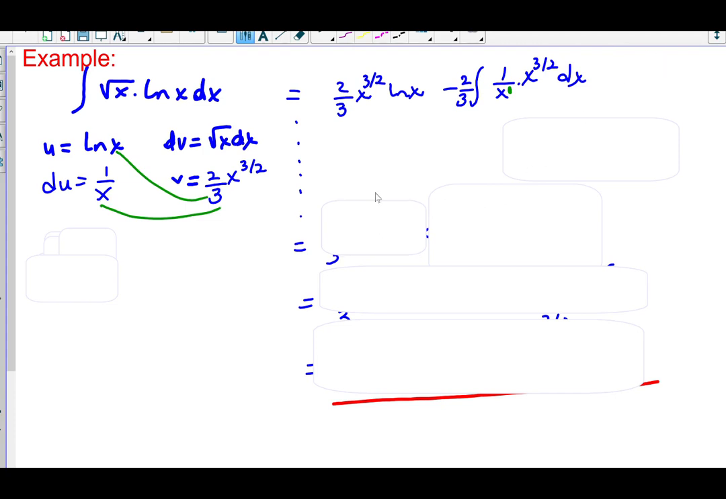So let's write that out. The first part is unchanged, copy it over. Second part, you were simplifying what's inside the integral. We have the integral of x to the 1/2.